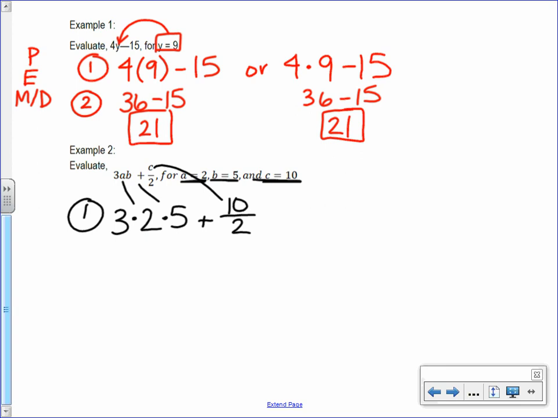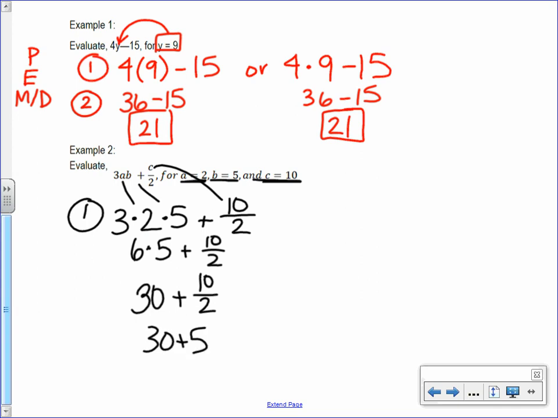All right? Follow my order of operations. There's no parentheses. There's no exponents. There is multiplication and division. Multiplication coming first. So 3 times 2 is 6 times 5 plus 10 over 2. There's still multiplication. 6 times 5 is 30. Well, now there's division, so I gotta do that. 10 divided by 2 is 5. 30 plus 5 is 35.